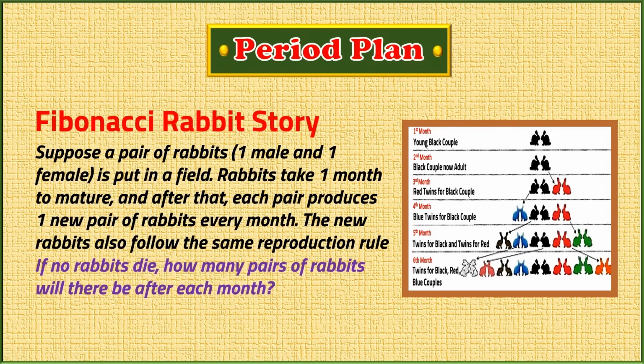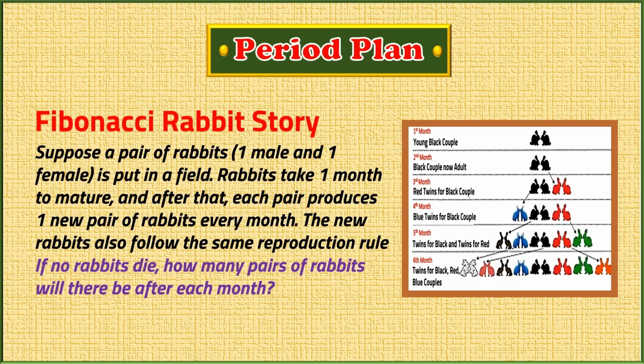Let me introduce a beautiful activity, the Fibonacci rabbit story. Suppose a pair of rabbits, one male and one female, is put in a field. Rabbits take 1 month to mature. After that, each pair produces one pair of rabbits, one male and one female, every month. The new rabbits also follow the same reproduction rule. If no rabbits die, how many pairs of rabbits will there be after each month?